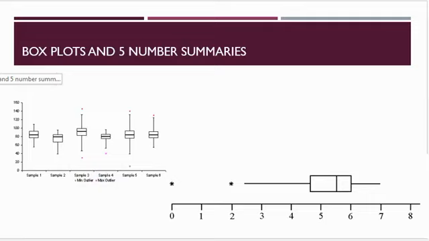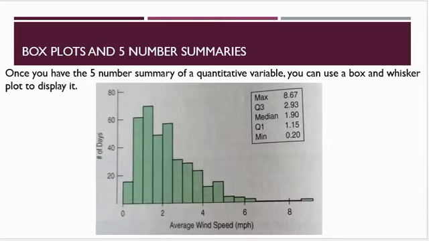Box plots and the 5-number summaries. You need your 5-number summary before you can make a box plot. These are some different examples of box plots down below. Once you have your 5-number summary of a quantitative variable, you can use a box and whisker plot to display it. So here's our 5-number summary. They got that using their histogram. Remember this 5-number summary? You can pause this video and write it down. You will need it in the rest.